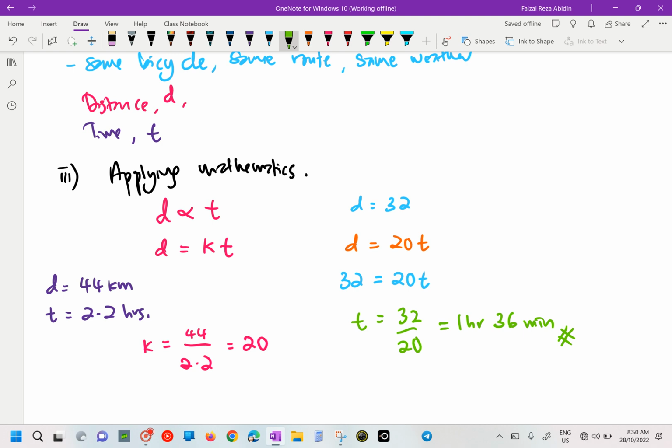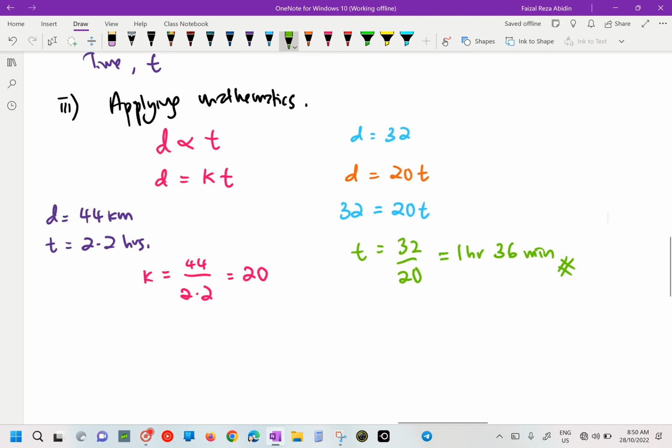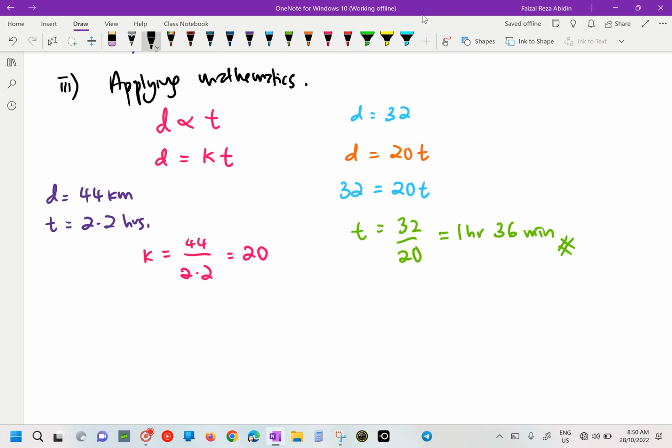So for number 4, step 4. What is step 4? Verifying and interpreting solution. What can we say over here? This is going to be what? This is going to be, what did we have over here? D equals to KT. Variation.